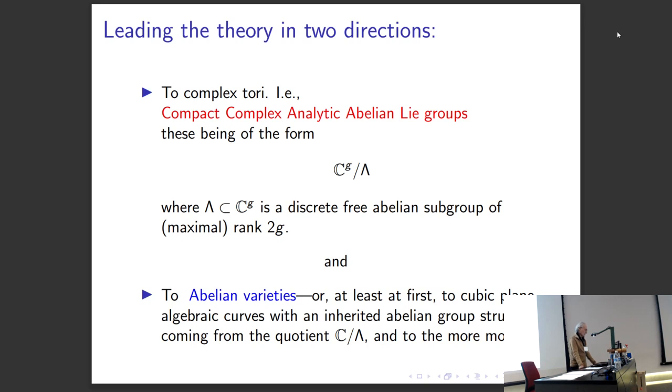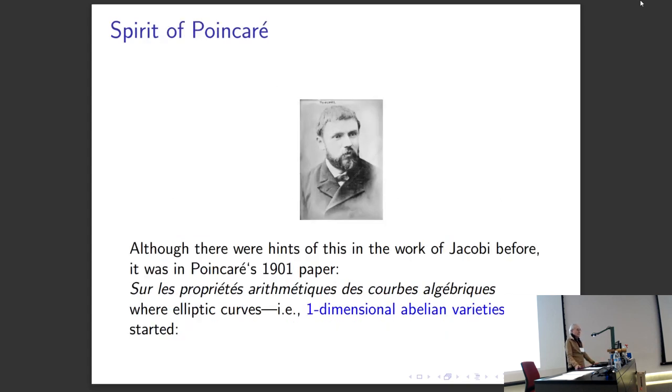But the theory also leads in the other direction, which is the direction that we're going to talk about: abelian varieties. And in Weierstrass's case, at least, to elliptic curves, to cubic plane algebraic curves with an inherited group structure. It also moves very smoothly to the more modern spirit of Poincaré.